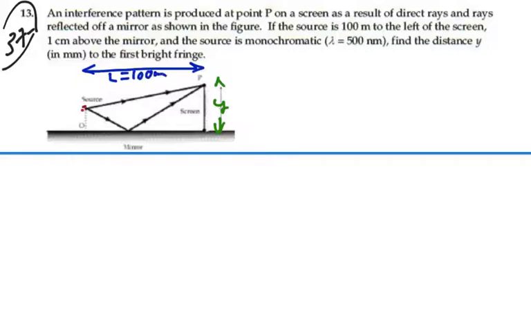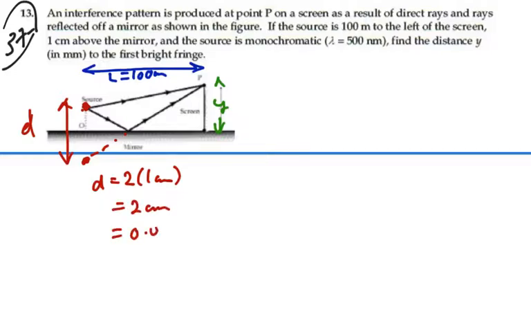We have a source, and it's producing the direct rays and reflected rays. So there seems to be an image on the other side of the mirror that's producing this reflected ray. And so the distance between these two sources, if we were treating this similar to a double slit pattern, is going to be twice that distance to the mirror. So D is going to equal 2 times 1 centimeter, or 2 centimeters, 0.02 meters.